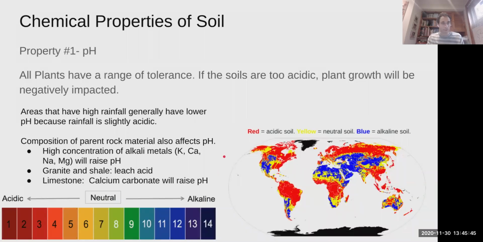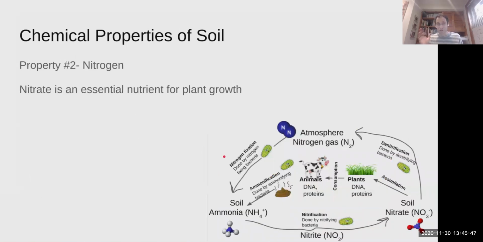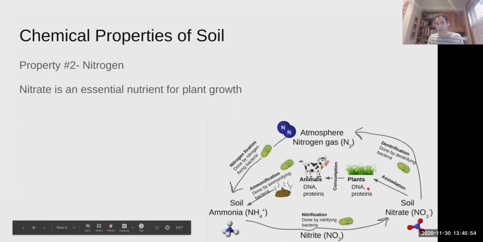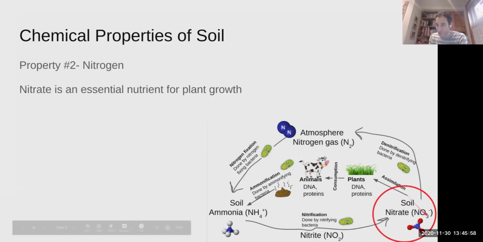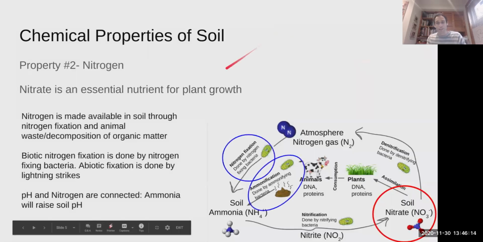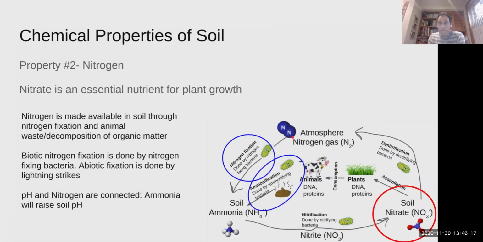Moving on, property number 2 is nitrogen. Nitrate is essential. Remember our nitrogen cycle from our nutrient cycles here. Nitrate is an essential nutrient for plant growth. There's our nitrate right there. So if you have healthy soils and you want to promote primary productivity, NPP, you want to promote plant growth, you need to have nitrate in the soil. So how does nitrate get in the soil? Well, it's made available through fixation.